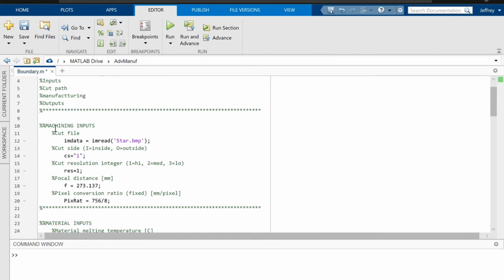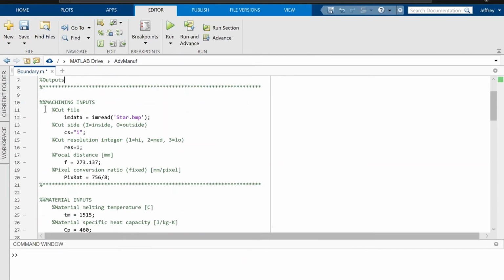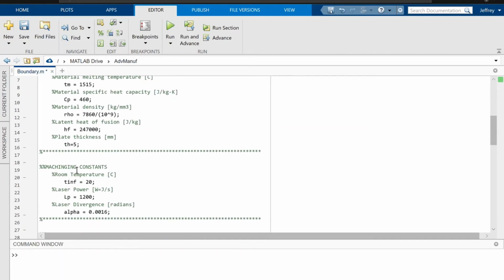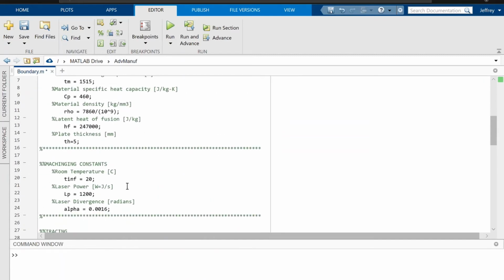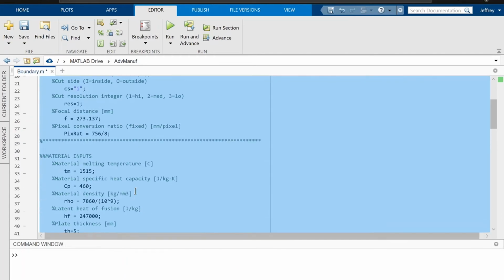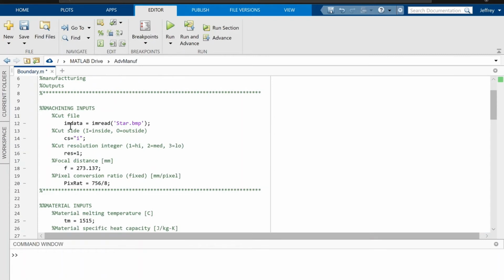So looking into the first part, the only difference in this section, which includes all of these lines, is that we now have a file read of what we're trying to cut out. In this case, it's a bitmap image of a star that was shown earlier in the video.